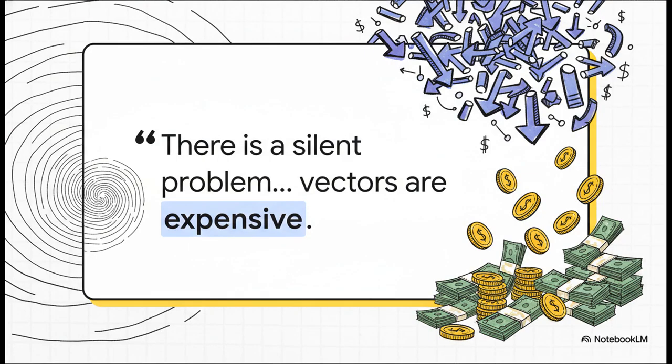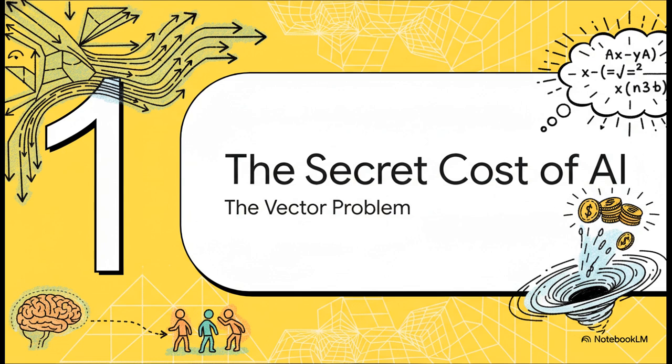There's this quiet, nagging problem that's been a huge headache for machine learning engineers. Simply put, vectors are expensive. And I don't mean expensive in some abstract academic way. I mean expensive in cold, hard cash on your cloud computing bill. You know, the kind of bills that make a CFO sweat. So, let's get right into it.